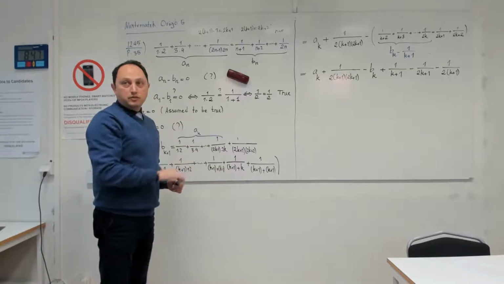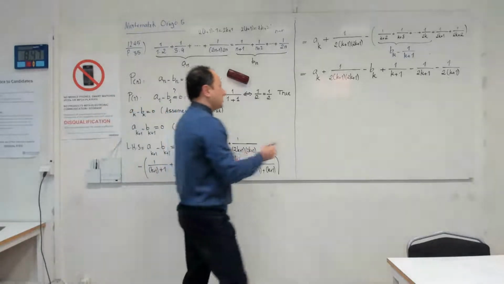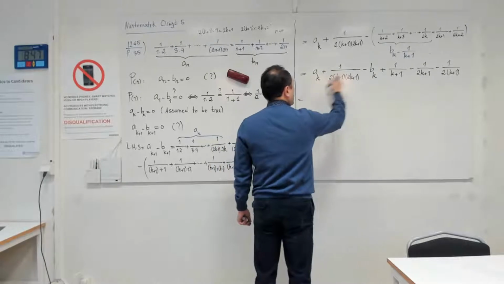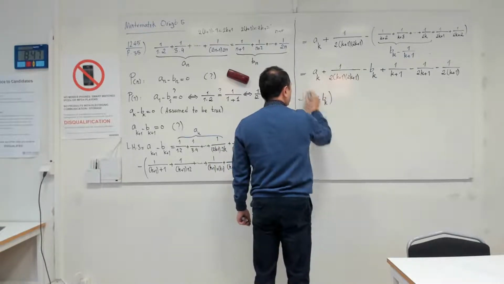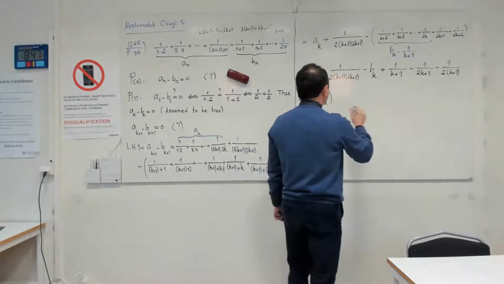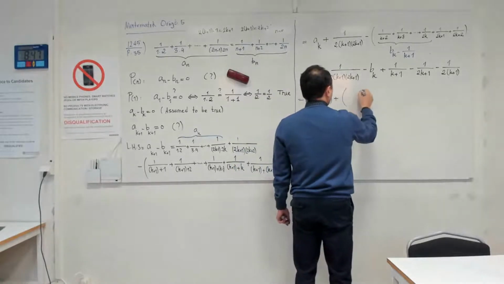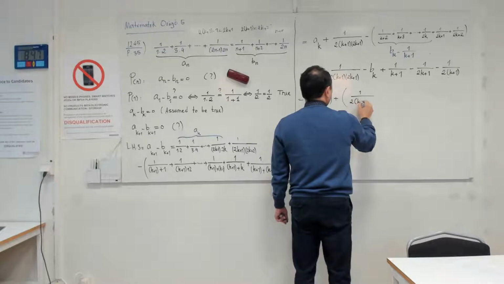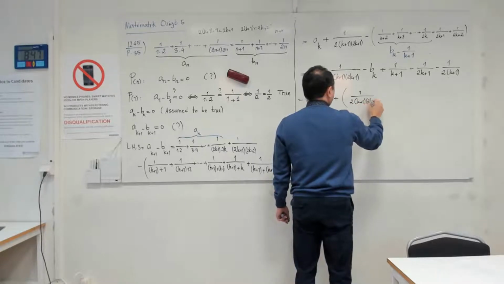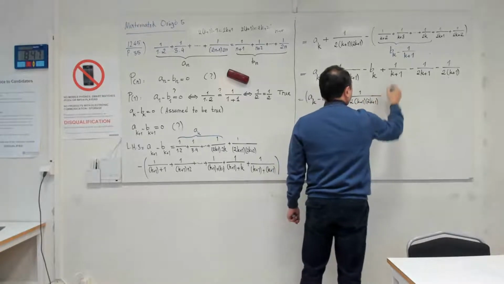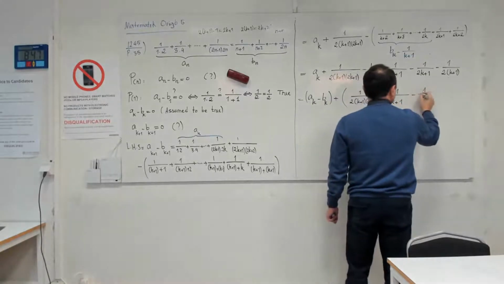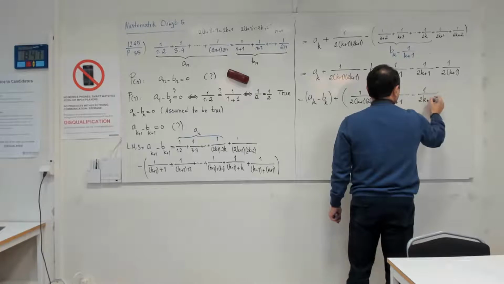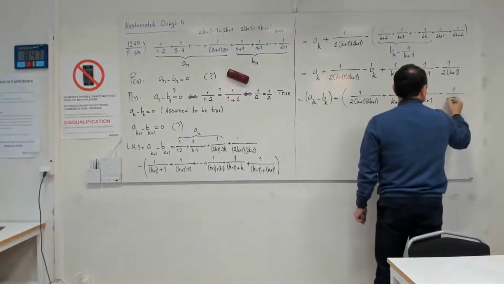Everybody understands what's going on? Okay, now let me just reorganize that. I write ak minus bk next to each other, and then the rest of it, I put in a pair of brackets. So 1 over 2k plus 1, 2k plus 1. I have plus 1 over k plus 1 minus 1 over 2k plus 1 minus 1 over 2 times k plus 1.